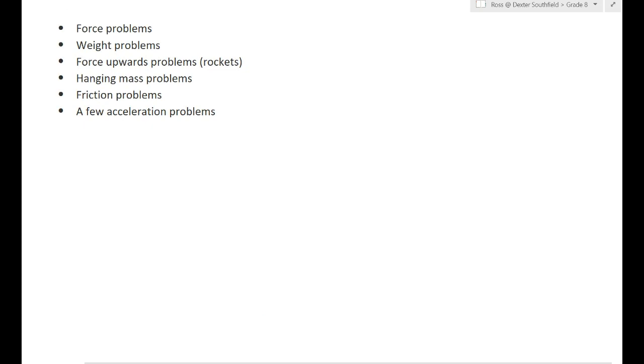So the first one is force problems, then we have weight problems, force upwards problems, meaning throwing an object or shooting a rocket up, hanging mass problems, friction problems, and a few acceleration problems. A few, meaning there's going to be 3 to 4 of them, and they're going to be the hard set, the ones that build off of each other.